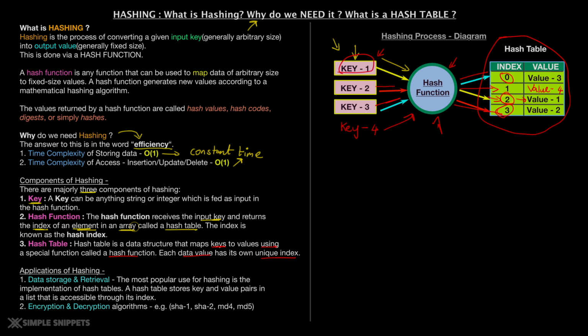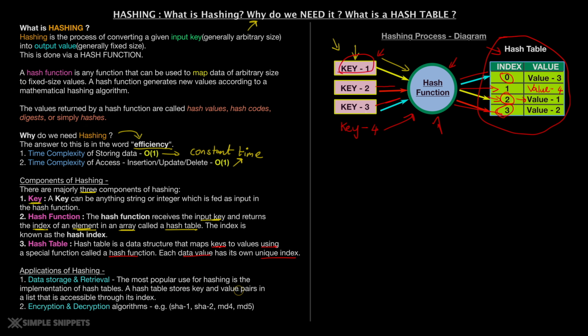Alright, okay. So, applications of hashing. When it comes to data structures and algorithms, the biggest application is data storage and retrieval. The most popular use of hashing is the implementation of hash tables. A hash table, as I said, is a data structure which maps keys to unique indexes where the value is stored, right? So that's the most popular use for hashing.